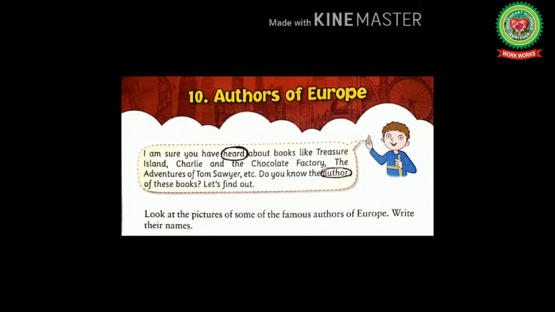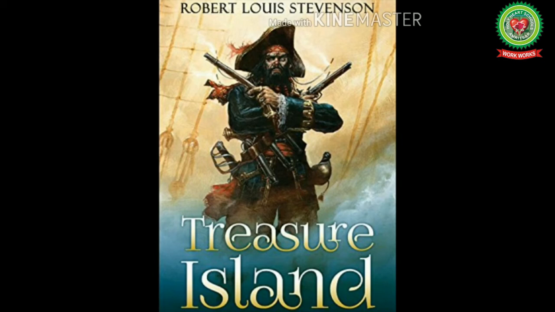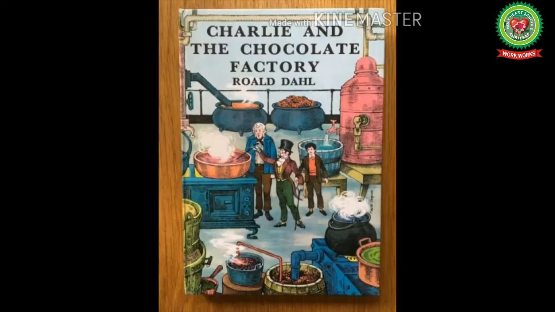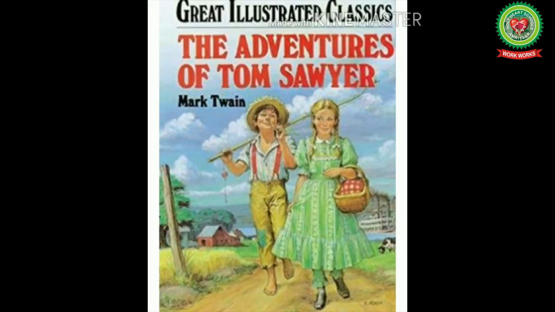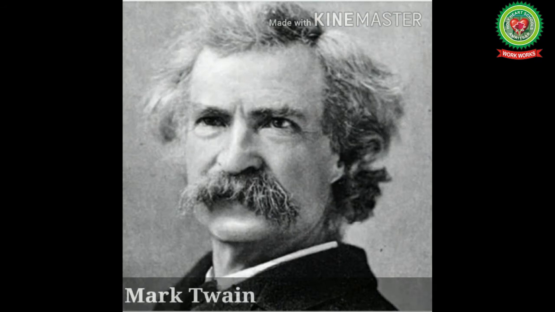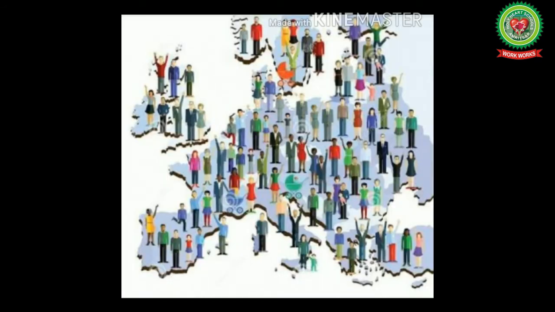I am sure you have heard about books like Treasure Island, Charlie and the Chocolate Factory, The Adventures of Tom Sawyer, etc. Do you know the author of these books? Let's find out. In this chapter, the boy is discussing some famous authors of Europe. He is talking about some famous books like Treasure Island, written by Robert Louis Stevenson. Next one is Charlie and the Chocolate Factory, written by Roald Dahl. And the last, Adventures of Tom Sawyer, is written by Mark Twain. All of them belong to Europe.